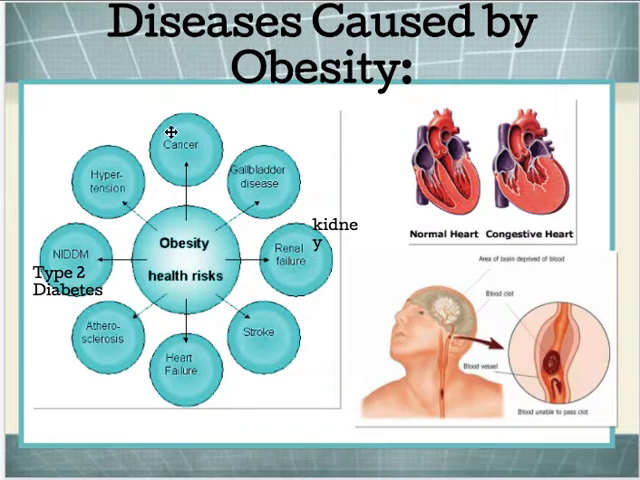So, obesity health risks. You can see around the obesity health risk circle here, you have cancer, gallbladder disease, renal failure, which would be your kidneys, stroke, heart failure, arteriosclerosis, type 2 diabetes, and hypertension. So a lot of different things are the result of obesity.